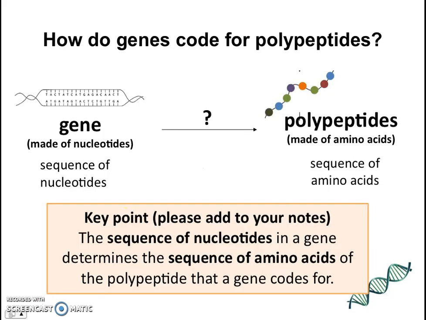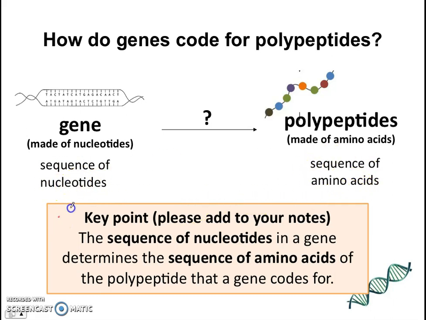So how do genes code for polypeptides? Well, genes are made up of nucleotides, right? So genes are actually a sequence of nucleotides. A, C, T, A, C, whatever. And polypeptides are made up of amino acids. So polypeptides are actually a sequence of amino acids. So how do we go from nucleotides to amino acids?